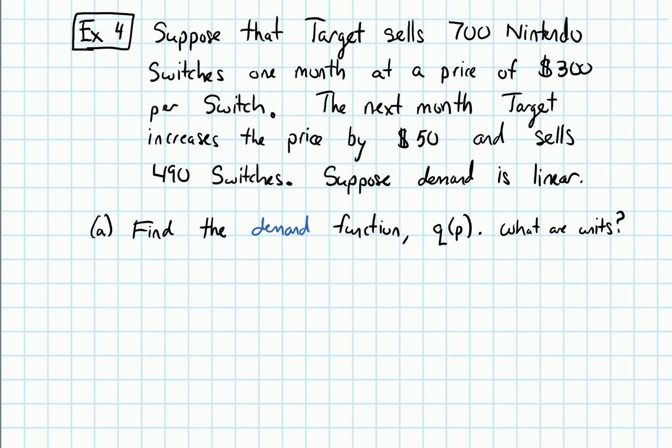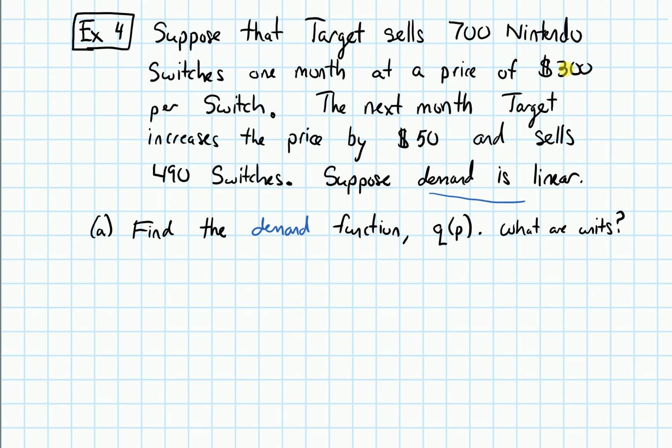So part A is asking us to find the demand function, and we'll call it Q of P. So Q, remember, is the variable that indicates demand, and it's a function of price. That's why P is written in the parentheses. And the second part of this is, what are the units? Okay, so the problem tells us that demand is linear.